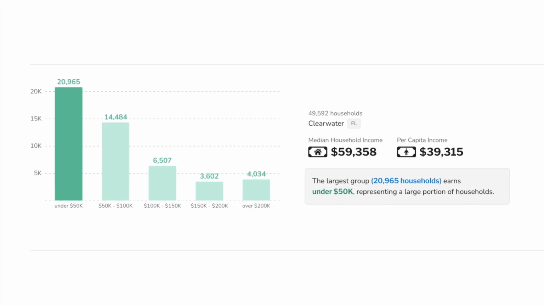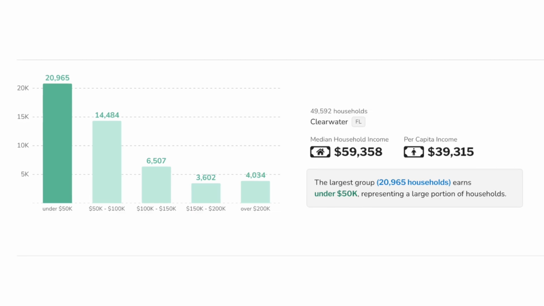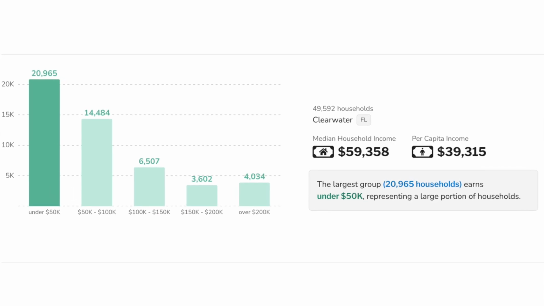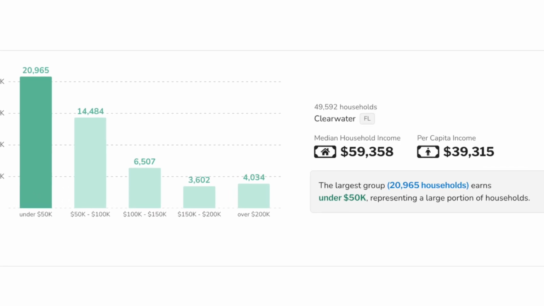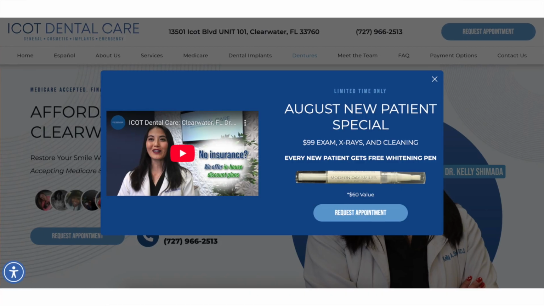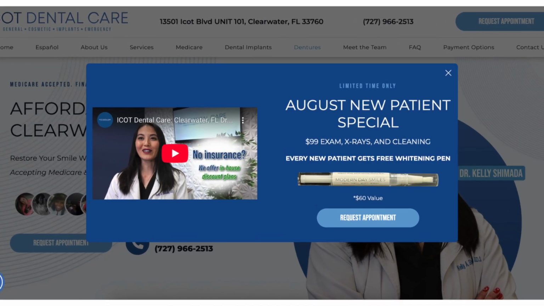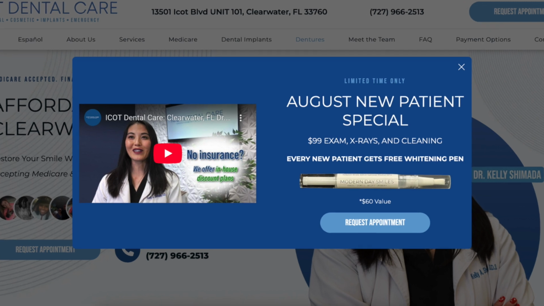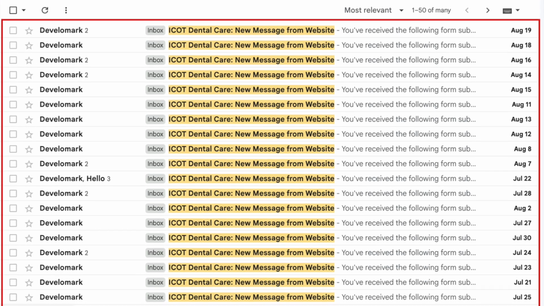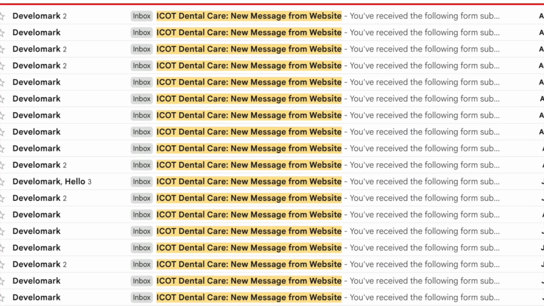But you've also got to understand that the data showed that people in Clearwater had a low median household income of $59,000, and that's lower than most of the places in that nearby area. So we had to be conscious with the words that we were using and the way that we were advertising. This ultimately led to our offer, which is public everywhere around the brand, which is a $99 insurance or no insurance new patient special that patients took advantage of and the leads started coming in.